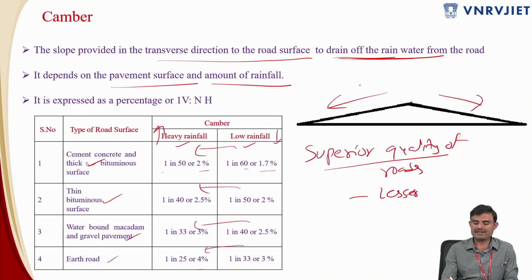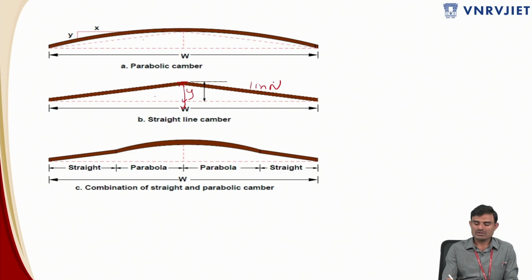Here also the camber is expressed as 1 in n, or small n percentage, just like the values mentioned over here. The camber can be expressed as 1 in n or small n percentage. I take one value for n meters perpendicular to the direction of the road. So in the transverse direction, the slope is 1 in n. For a width of W by 2, we are taking only the half side, so this is horizontal and this is vertical.